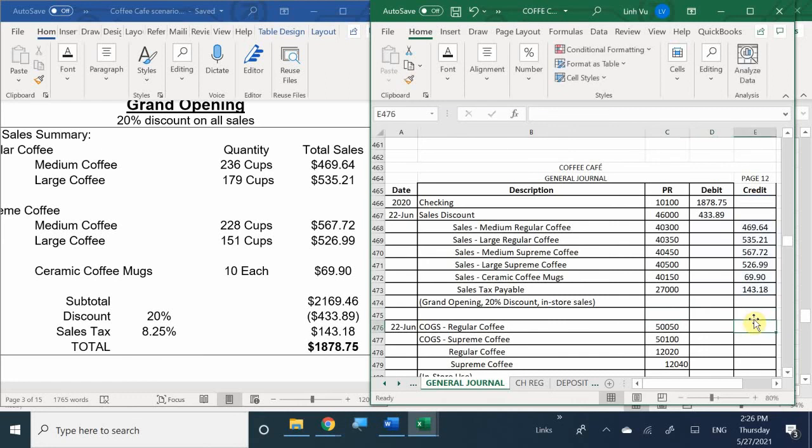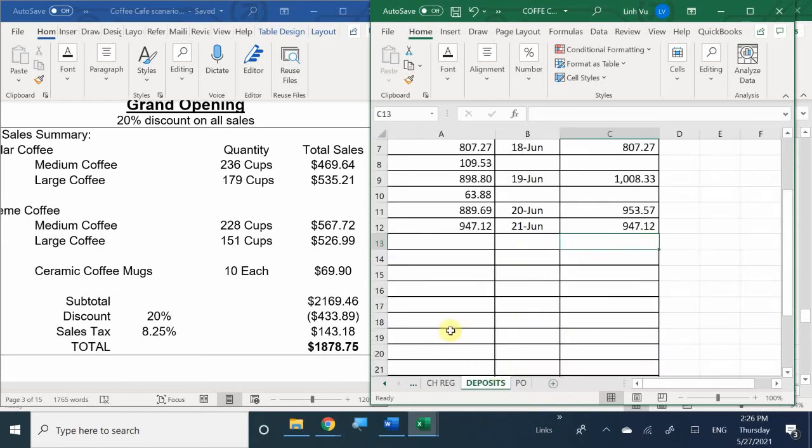Then to deposit $1,878.75. I think this is going to be the end of, no, not yet. For deposits, I'm not sure, but I'm still putting it down, because we didn't receive any payments between then. Okay.